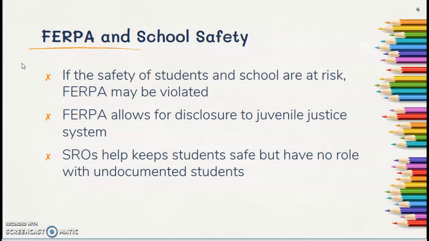So FERPA and school safety. If the safety of students and the school are at risk, FERPA may be violated, meaning they might not need to get parental consent before disclosing educational records about a student if it's for the safety of the school, meaning a police officer might need the educational records in a hurry rather than being able to contact the parent to get permission first.